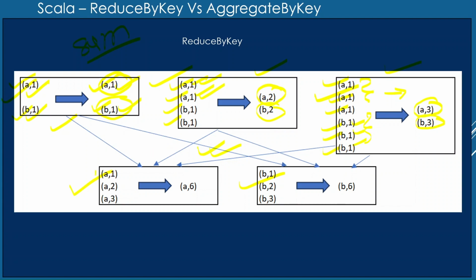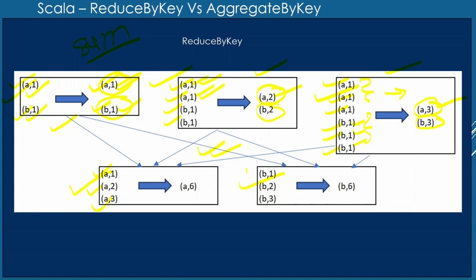How is the data shuffling? This value A is equal to 1 is the result of the aggregation which is done on this partition. A2 is coming from this partition. So this is the aggregated result of the aggregation function which has been applied in this partition. This A3 is the resultant aggregated result of this partition on which some aggregation has been applied.